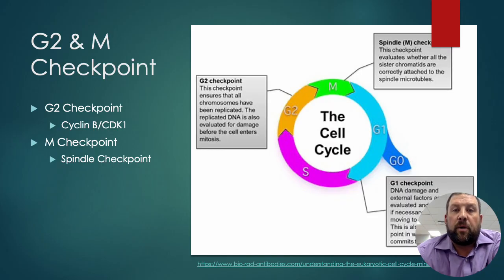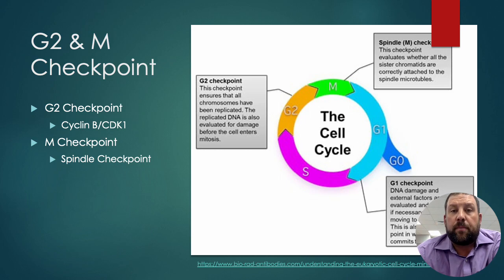The spindle checkpoint works like a surveillance system. If even one chromosome is not attached correctly, the checkpoint halts the cycle by blocking the activation of the anaphase promoting complex, or APC. This pause gives the cell time to fix the problem. Only when all chromosomes are aligned and attached does the APC activate, allowing sister chromatids to separate and the cell to continue division.